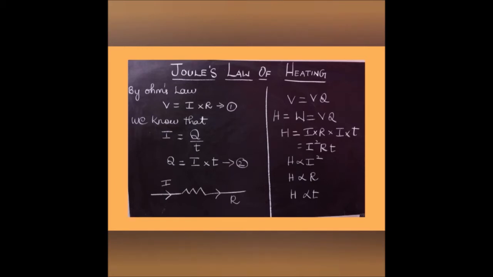Joule's law of heating states that heat produced in any resistor is directly proportional to the square of the current passing through the resistor. Heat produced is directly proportional to the resistance of the resistor. And also heat produced in any resistor is directly proportional to the time for which the current is passing through the resistor.